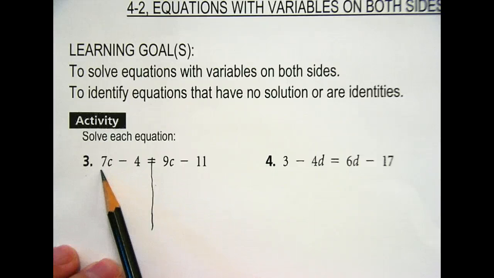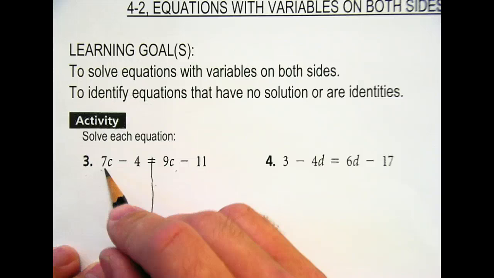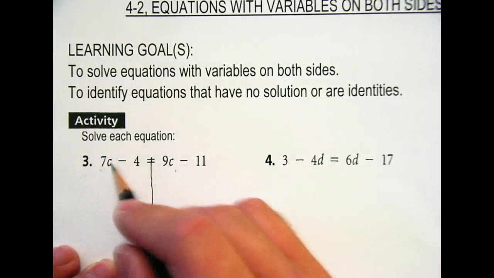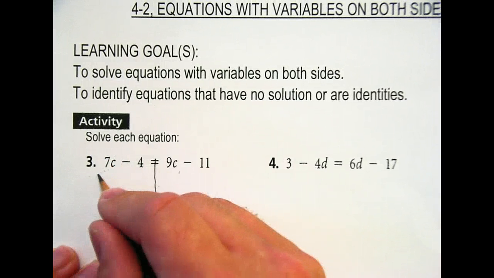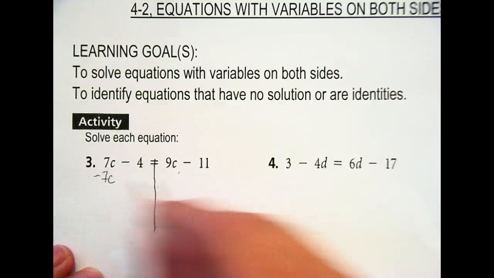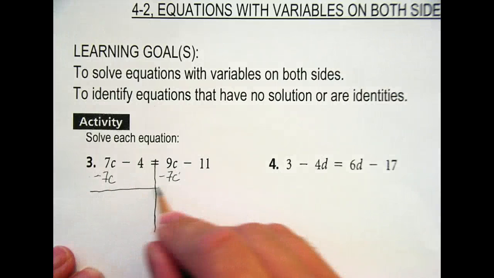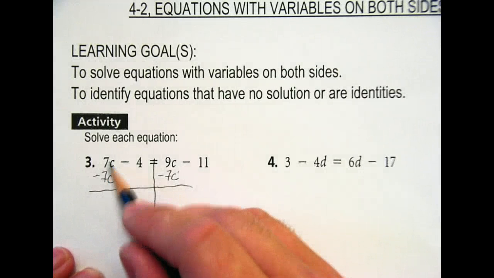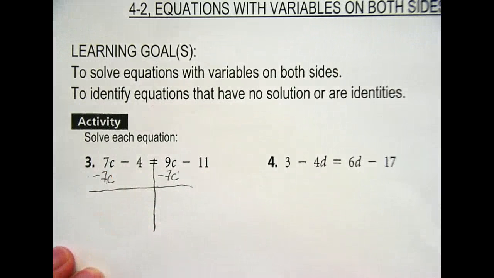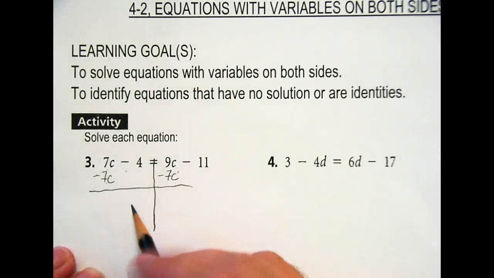So if I have 7 C's here and 9 C's here, let's move them all to one side. I always like to move the smaller amount to the other side. So I'm going to bring these 7 C's over to this side by subtracting them, because that's a positive 7C. 7C minus 7C is 0. What am I left with over here?